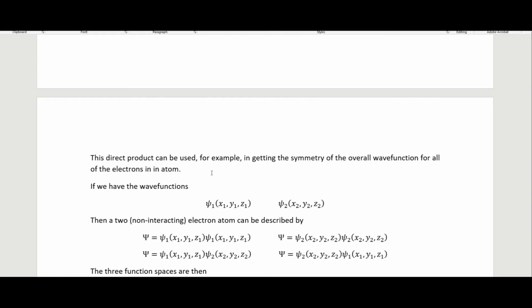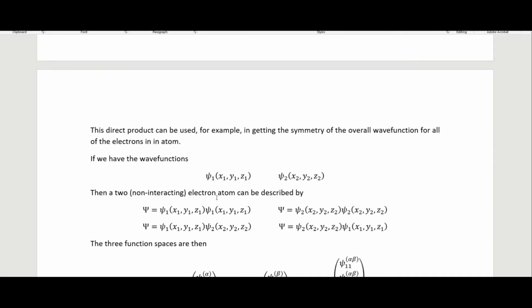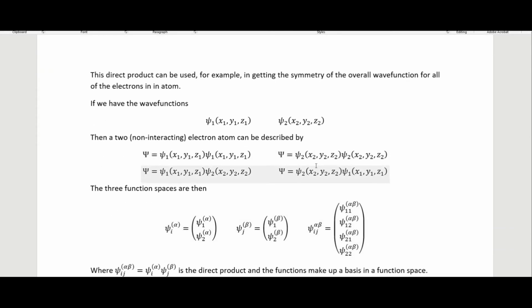So this direct product can be used, for example, in getting the symmetry of the overall wave function for all the electrons in an atom. The overall wave function of a system of particles is the direct product of those particles. So if we have the wave functions psi1, where we have x1, y1, z1, and psi2, x2, y2, z2, then two non-interacting electrons in the atom can be described with these four products here. So we just permute the ones and twos through all of these.